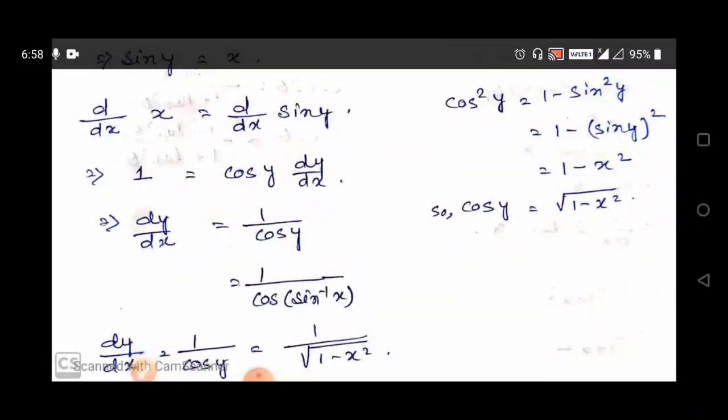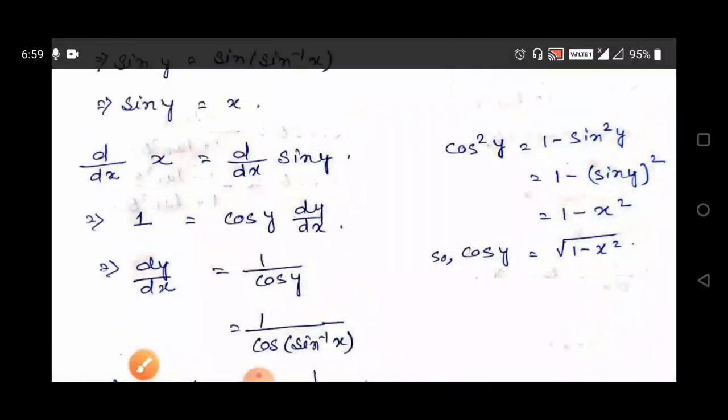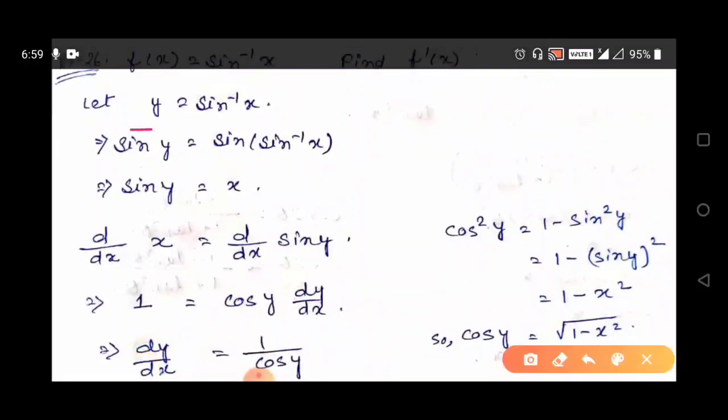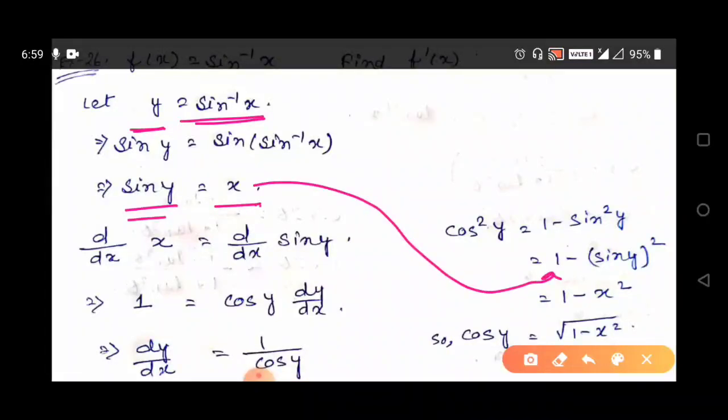Now we will simplify this. We can write cos square y is equal to 1 minus sin square y from the formula sin square y plus cos square y is equal to 1. Now in place of sin y we can put x, because here we have written y is equal to sin inverse x, so sin y is equal to x. So from here we can write x in place of sin y.